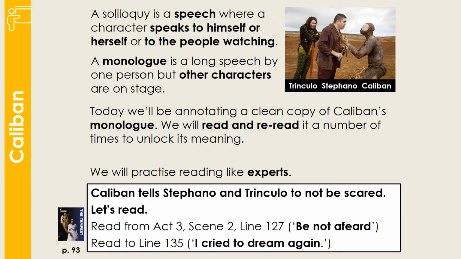And today we'll be annotating a clean copy, a version of Caliban's monologue. So that tells us that Stefano and Trinculo are also on the stage. We will read it and reread it a number of times to unlock its meaning. And we're going to practice reading this like experts. Now, on my screen, I'm going to show you different parts of this, and I'm going to ask you to follow along and write in your booklets.